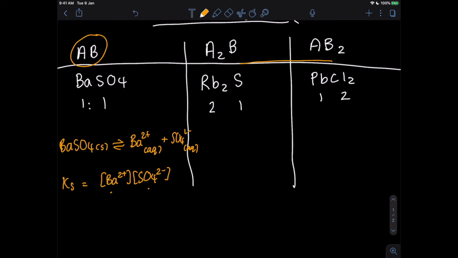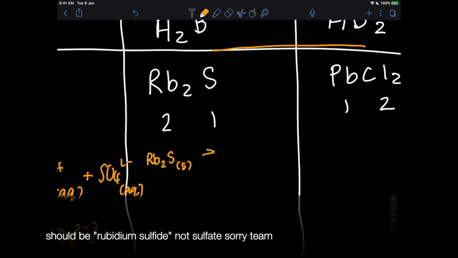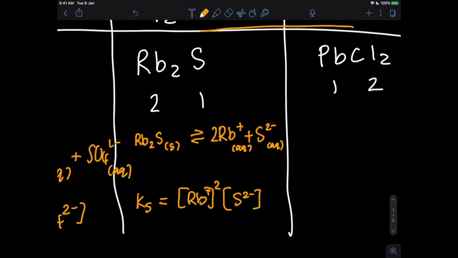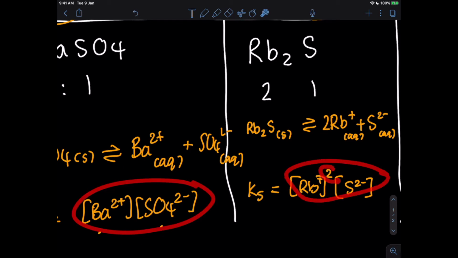and you can see here that we just have 2 things that are multiplied together. For my A2B, it's going to look something like this. So we're going to have rubidium sulfate, which will be a solid, which will dissolve into 2 rubidium ions and 1 sulfide ion, which means that our Ks is going to be [Rb+] squared multiplied by the concentration of S2-. So they are different. This one's got 1 of both. This one's got a squared in it.